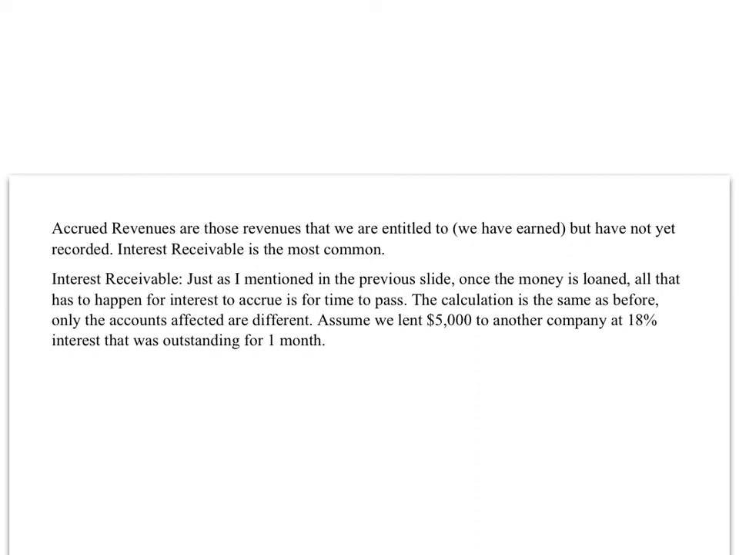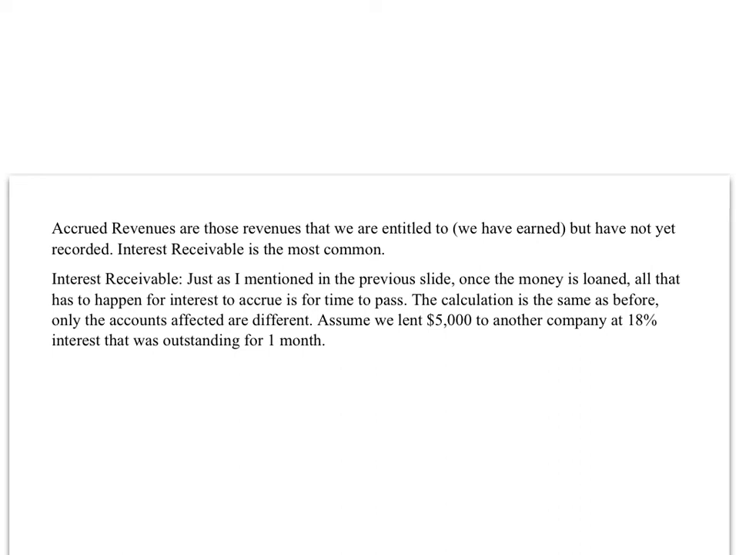Accrued revenues are just like accrued expenses. The only difference is someone owes us money for something, whether it's rent, interest, insurance, whatever. They owe us money. And just like interest expense, as soon as we make the loan, interest revenue starts accruing, just like I said on the last slide.